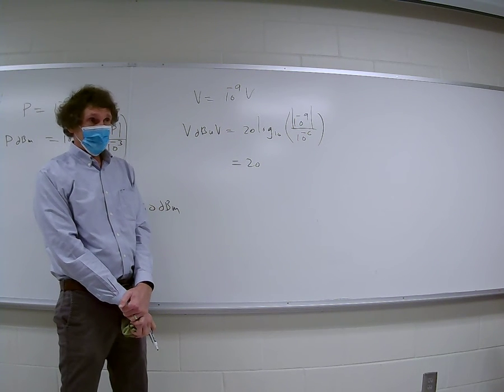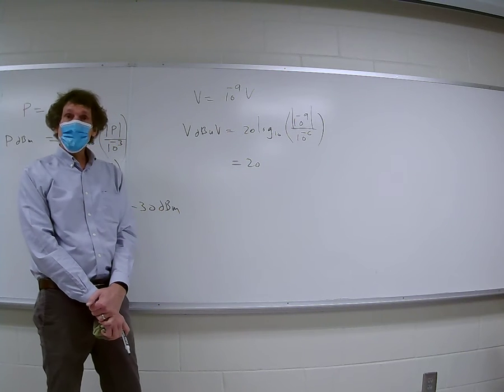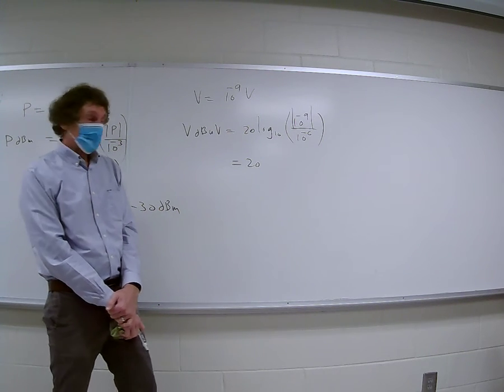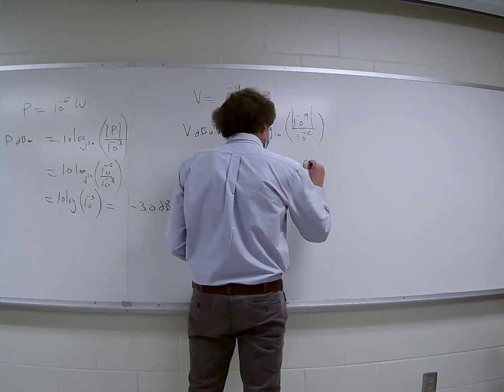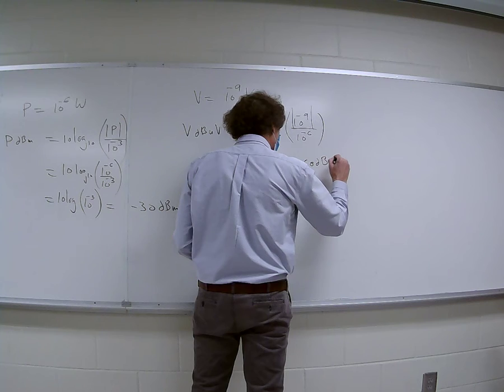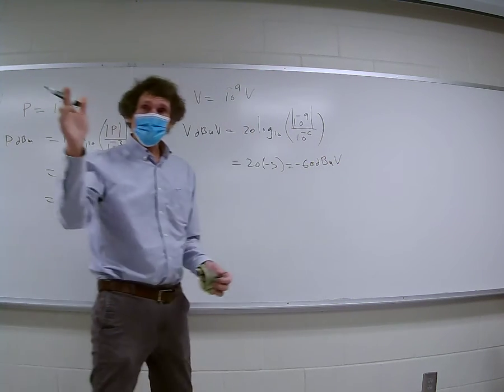Minus 3, right? Just minus 3. And if I multiply by 20, it would be minus 60. Agree, class? So this would be 20 times minus 3, or minus 60 dB microvolts. And I hope I answered your question, sir.